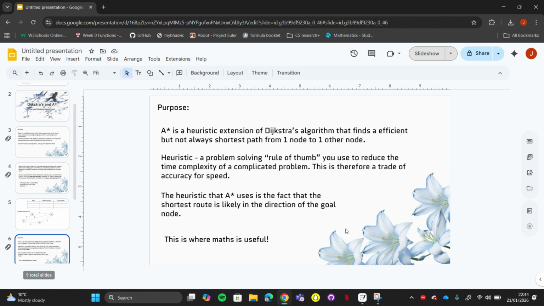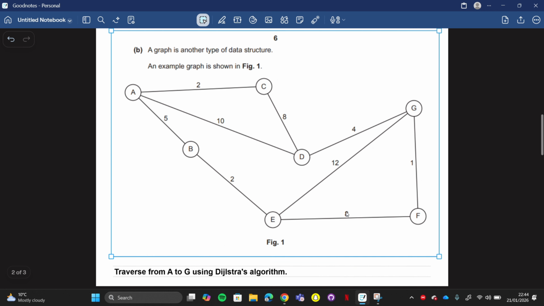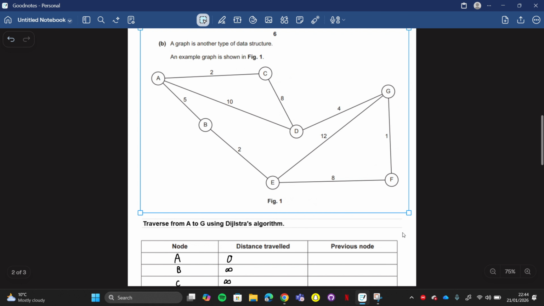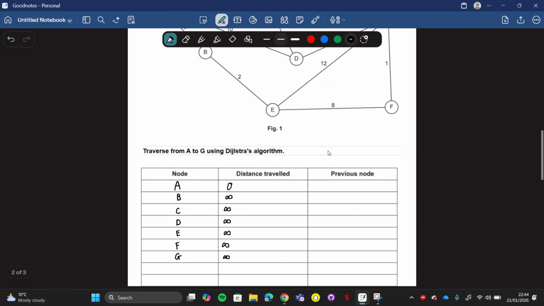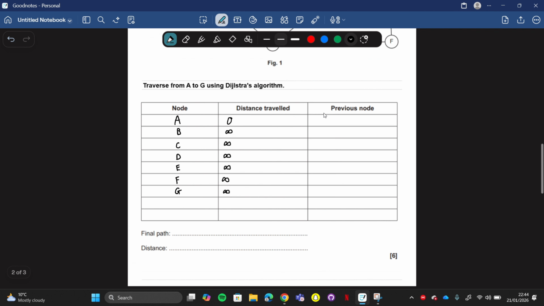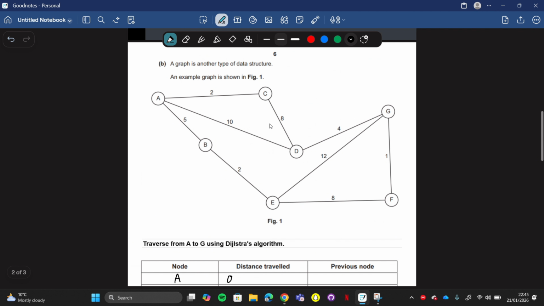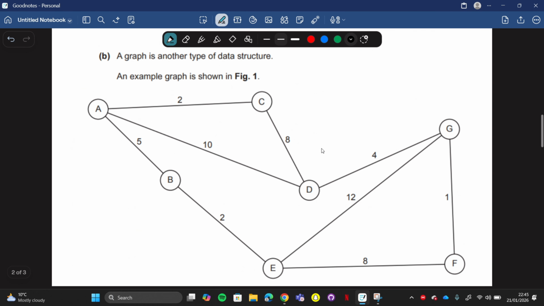Okay. We need to go over to GoodNotes to look at our exam question, because this is just a past paper Dijkstra's question. So this is an actual paper question from previous years. I think this was 2023. I'm not too sure. And we're just applying the exact same thing, right? But we're just using it on a bit more complicated graph with an actual past paper question.